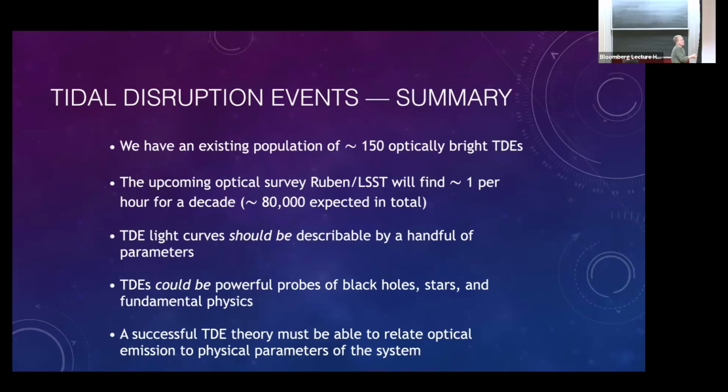Okay, so we have about 150, so we can develop theories, we can test them on this smaller population. We're going to have a huge influx of data, so ideally we'll solve this problem before LSST comes online. They could be very powerful probes if we can get this right. And an unfortunate, possibly hard observational requirement is that you really want to be able to relate optical data to physical parameters. If you have a really good theory of radio emission, you're going to be limited to tens of TDEs in the next decade, because that's really expensive data to get, whereas optical data is cheap.